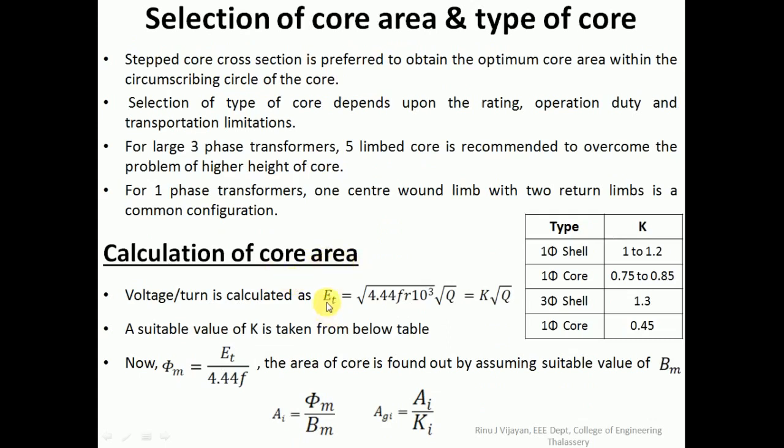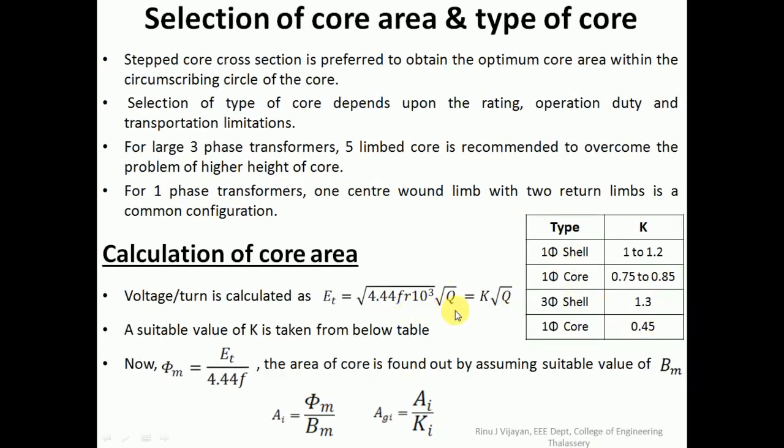The relation for EMF per turn you are quite familiar with: EMF per turn is equal to K into square root of Q. The value of this K for different types of transformers is given here. In the case of single phase shell type transformer, its value will be from 1 to 1.2, whereas in the case of single phase core type transformer, its value lies between 0.75 and 0.85. Similarly, values for 3-phase transformers are also given here. After substituting K from this table into this relation, we will be able to determine the value of EMF per turn.